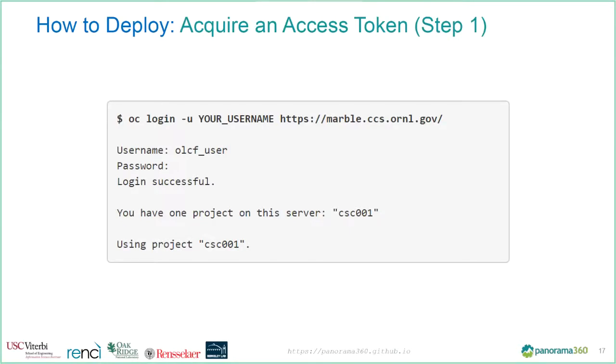The first step to deploy your Pegasus Submit node is to log in and authenticate yourself against the Marble cluster. The command you have to use is oc login followed by -u and your username, and also the URL of the cluster. To authenticate, you use the password that you usually use for OLCF resources. So if you have an RSA token, you use your password and the RSA token, or just the RSA token, if this is allowed.